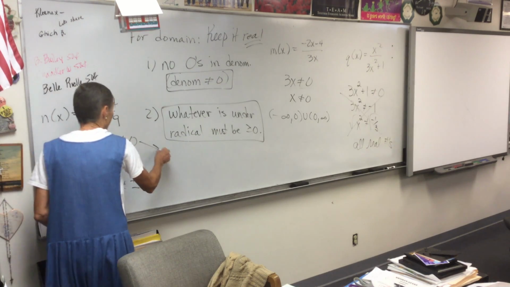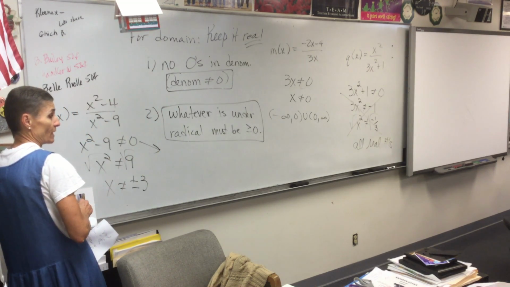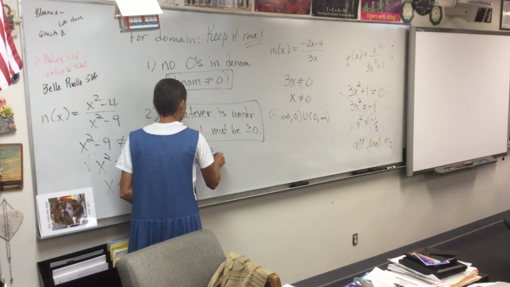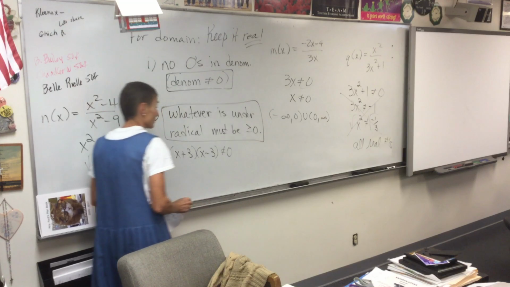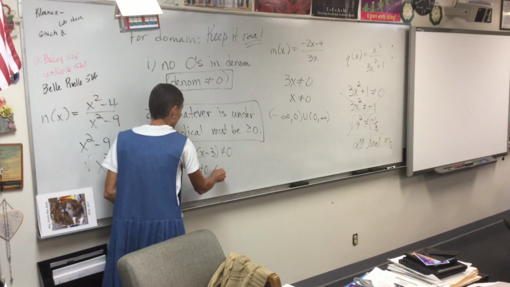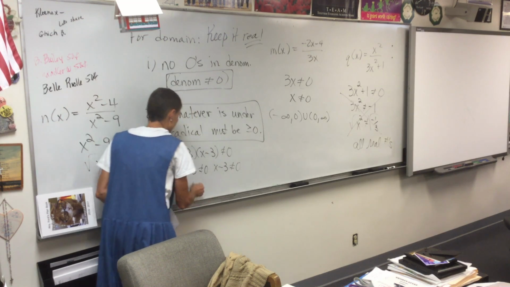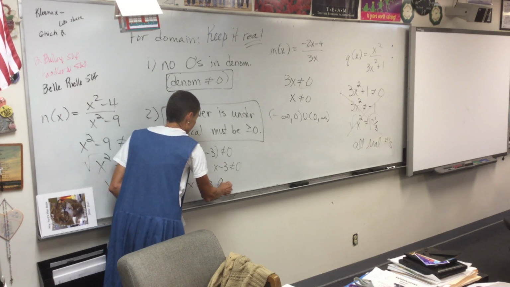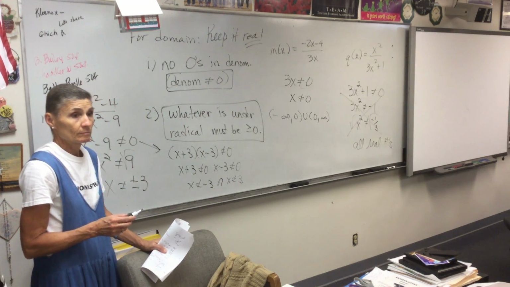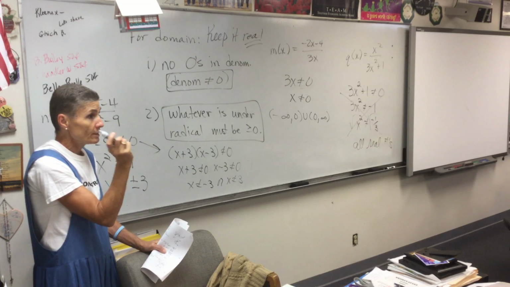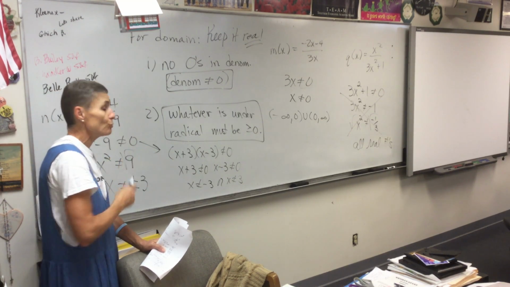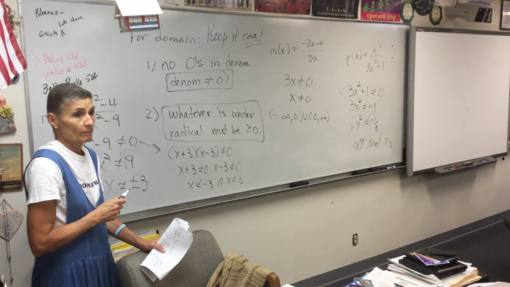Some of you at this point, instead of doing that, what else could you have done? Difference of squares. x plus 3, x minus 3. Which means x plus 3 can't be 0, x minus 3 can't be 0. So x can't be negative 3 or x can't be 3. So that one has 2 cannot-be's for its domain.